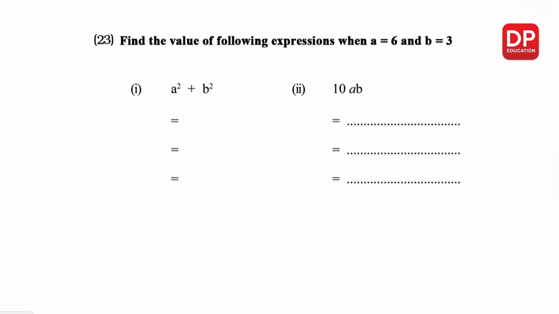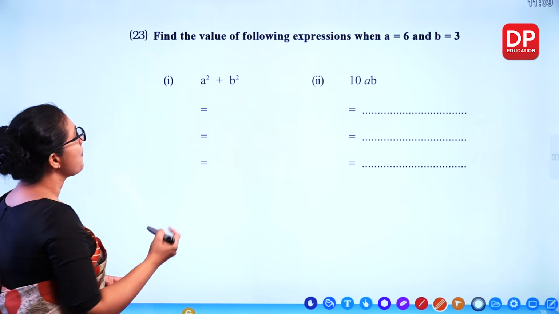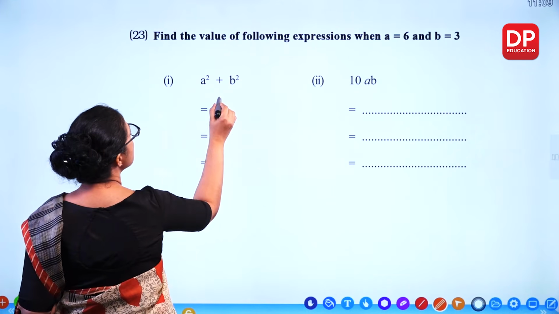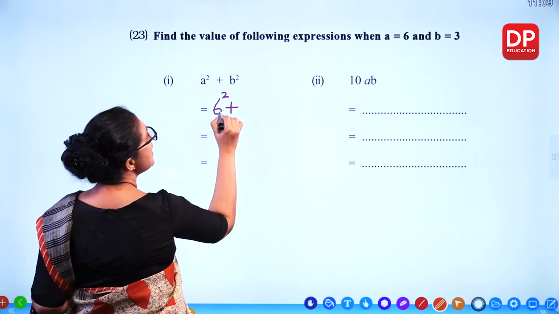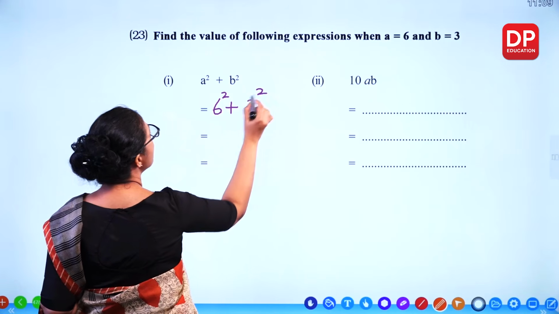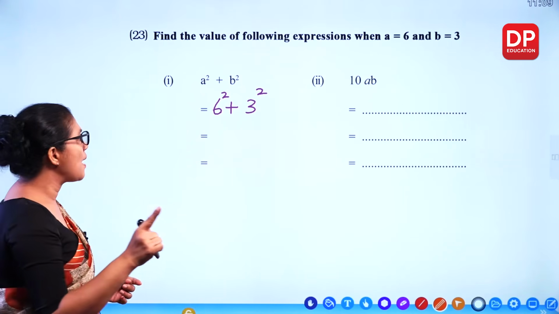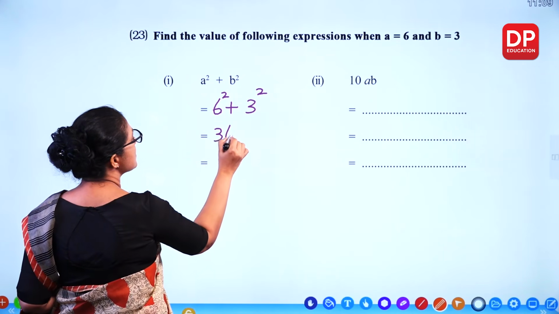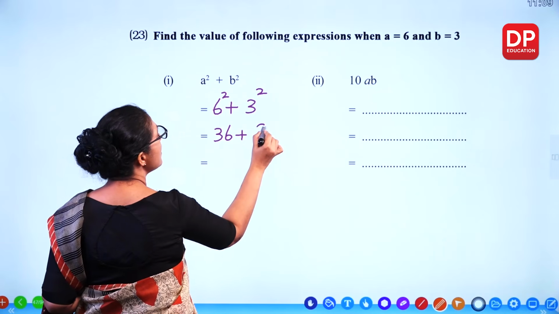Find the value of following expressions when a equals 6 and b equals 3. So substitute a equals 6. 6 squared. b is 3. 3 squared. 6 squared means 6 times 6, 36. 3 times 3, you get 9.